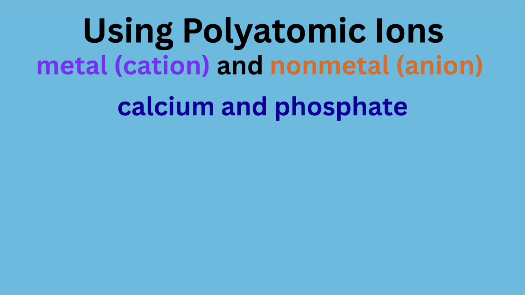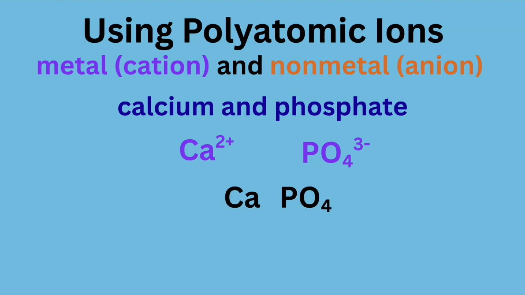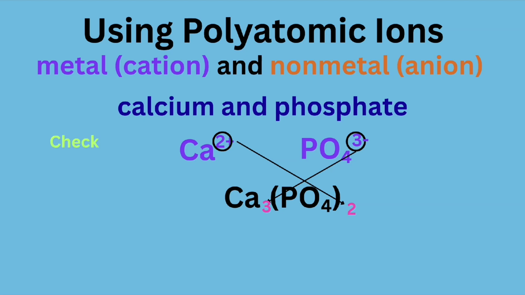You have calcium and phosphate. Calcium on the periodic table, you see that charge. Phosphate, you go to your note cards or your flashcards or the previous slide, and you see that it's PO4 3-. Still going to swap and drop. Now you need parentheses around the PO4. Check it to make sure it's okay. And that's your formula: Ca3(PO4)2.